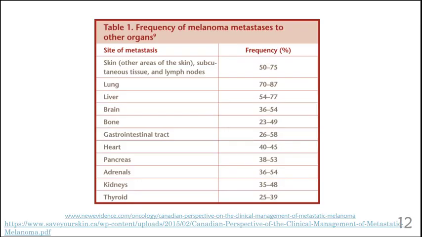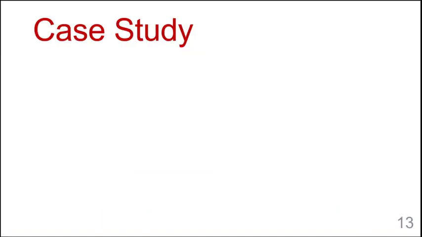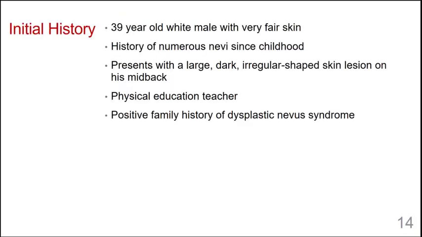Melanoma can metastasize to almost every major organ and tissue in the body. Melanoma that has spread to other parts of the body, so distant metastases such as the lungs, the liver, and the brain, have a much poorer prognosis than if somebody had metastasis to an area such as the skin or just to lymph nodes. Now we're going to move on to a case study on malignant melanoma.